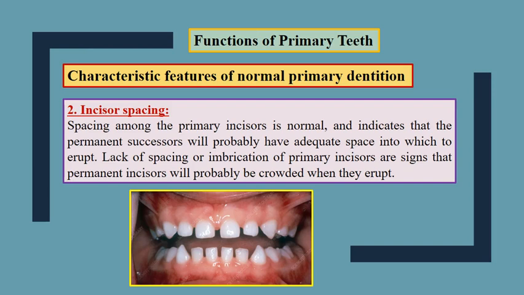Lack of spacing or imbrication of primary incisor are signs that the permanent incisor will properly be crowded when they erupt.